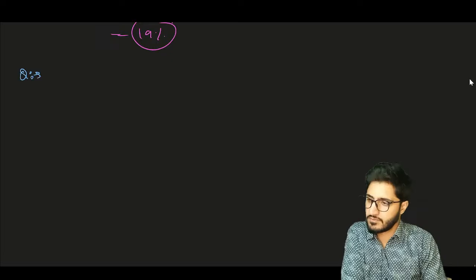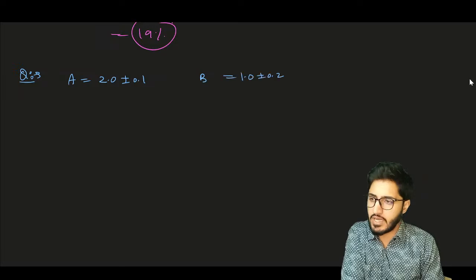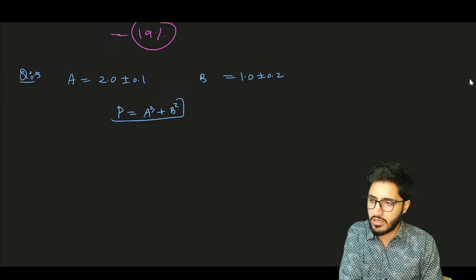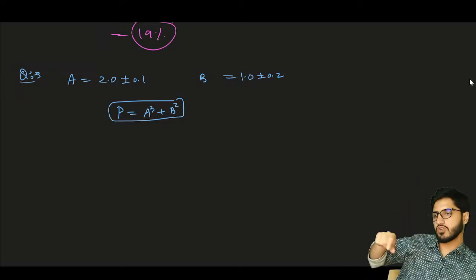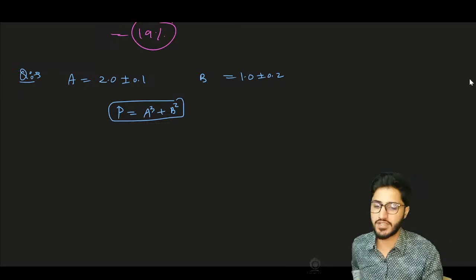One more. If I am having A which is equal to 2.0 plus minus 0.1, and B which is equal to 1.0 plus minus 0.2, and P equals to A cube plus B square. Now look, this type has addition also in the exponent also. Addition plus power. So we have to differentiate it now. How can I do it?